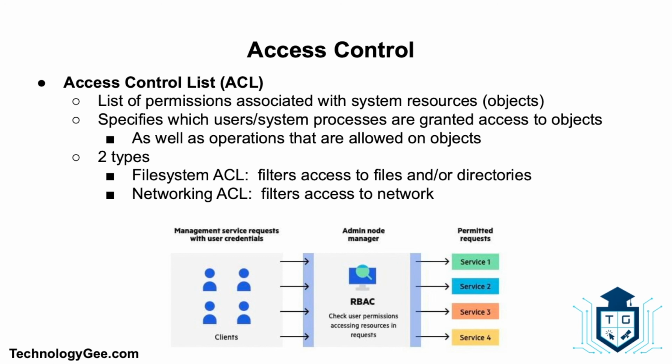The first one is a file system ACL, and this filters access to files and or directories. File system ACLs tell operating systems which users can access the system and what privileges the users are allowed. Then you have a networking ACL, and this filters access to the network. Networking ACLs tell routers and switches which type of traffic can access the network and which activity is allowed.